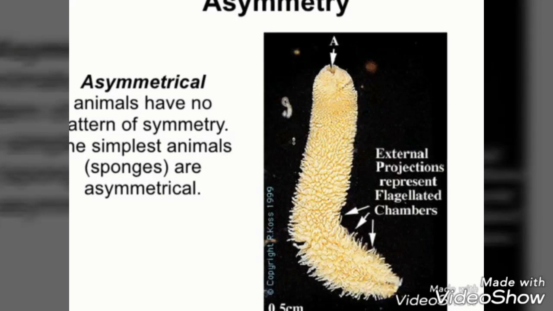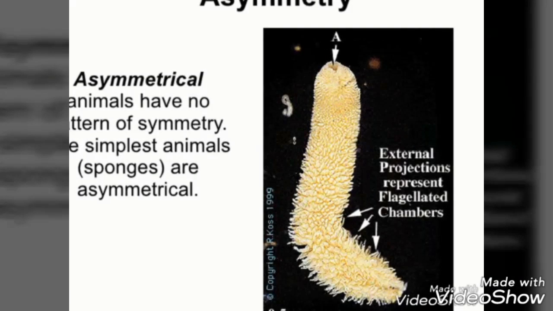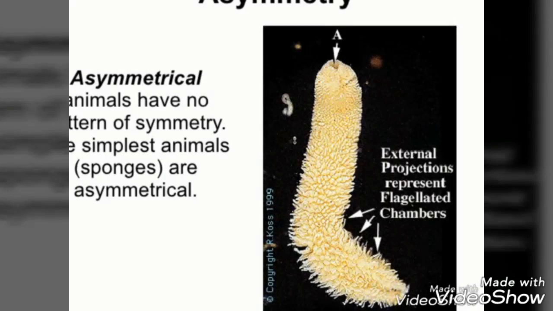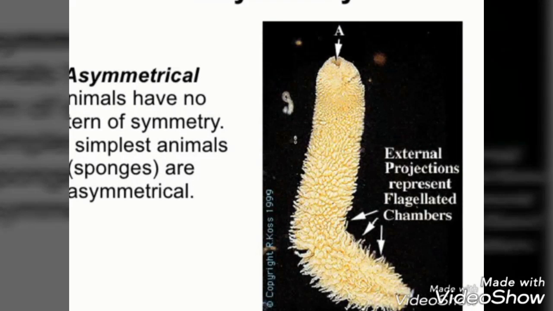There are three types of symmetry in the animal kingdom. Asymmetry, or lack of symmetry, is seen in sponges that have no particular pattern to body shape.